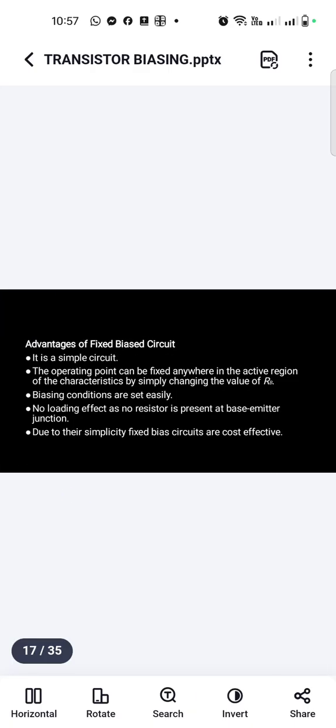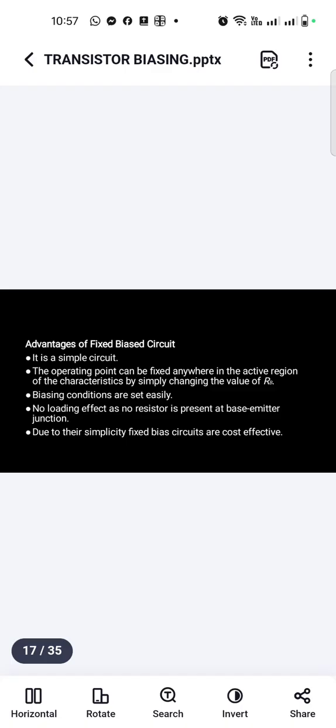So what are the advantages of fixed bias? Before that, we should know the advantages of fixed bias. It's a simple circuit. The circuit is very easy to draw. That's why we can say the circuit is very simple. The operating point can be fixed anywhere in the active region of the characteristics by simply changing the value of RB. The biasing conditions are set easily, there is no loading effect as no resistor is present at the base emitter junction, and due to their simplicity fixed bias circuits are cost effective.